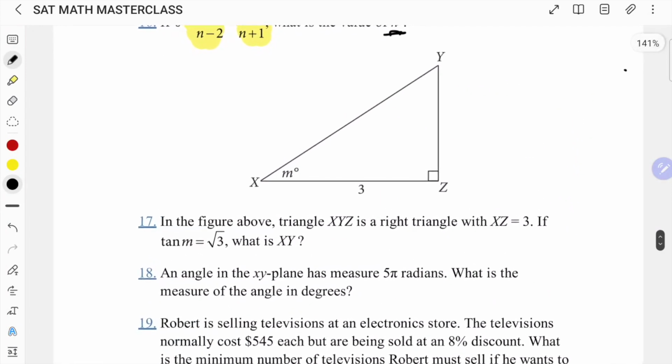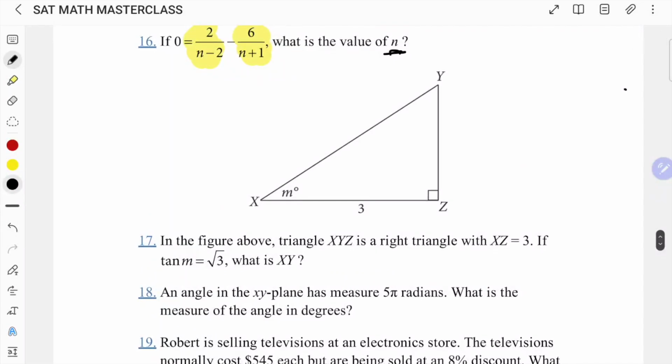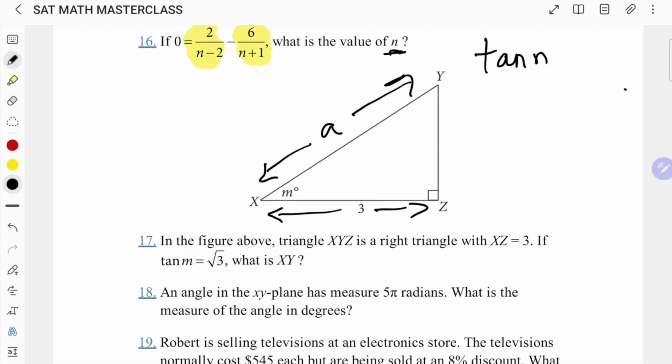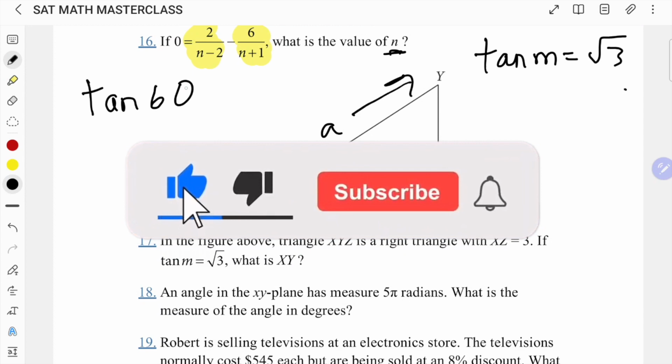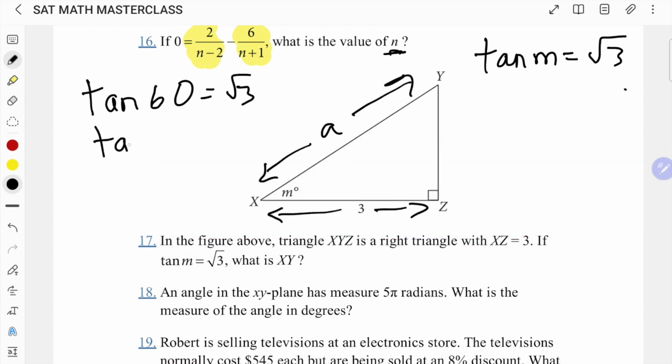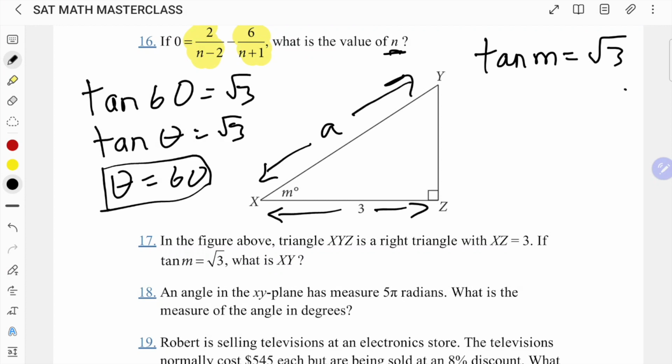In the next question, we're given a figure XYZ, which is a right angle triangle, and XZ is equal to 3. What is the value of XY? Let's keep XY as a. We know that tan M equals root 3. Before we find the value of M, let me mention that tan 60 equals root 3. So if tan theta equals root 3, the angle theta would be 60. Just keep this in mind before going to any exam. The same applies to any trigonometric ratio. So here M equals 60.